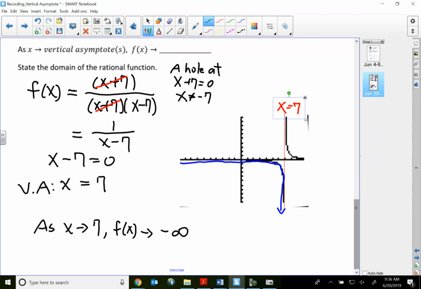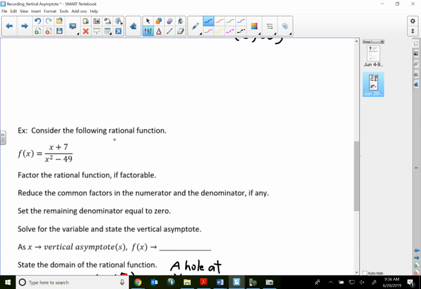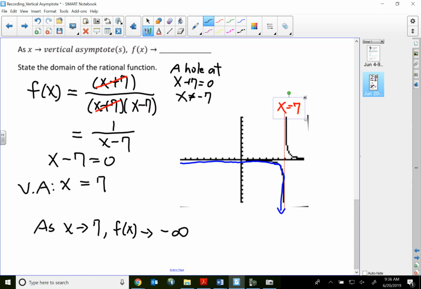So what that means is, if I plug in a number from the left that is so close to 7, maybe like 6.99999, a lot of 9s, okay? Plug this number in for x. Then the y value that comes out will be super, super negative, okay? Very negative.